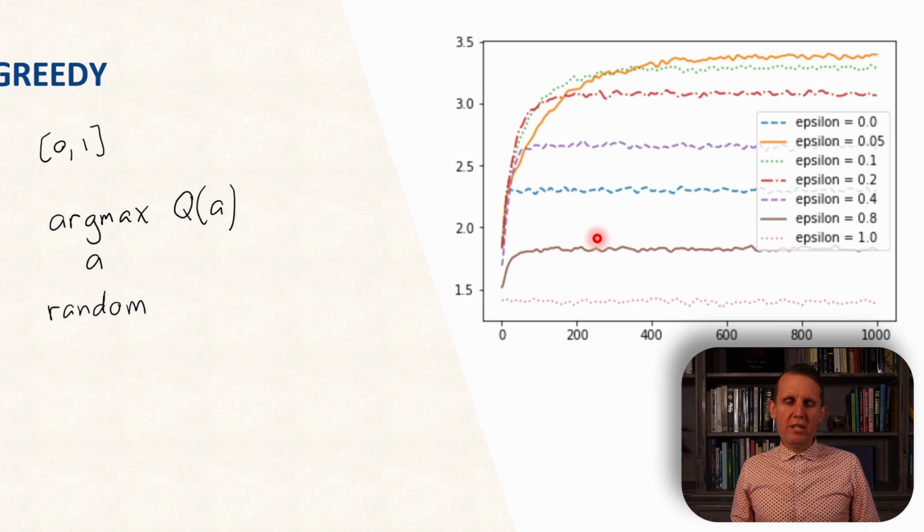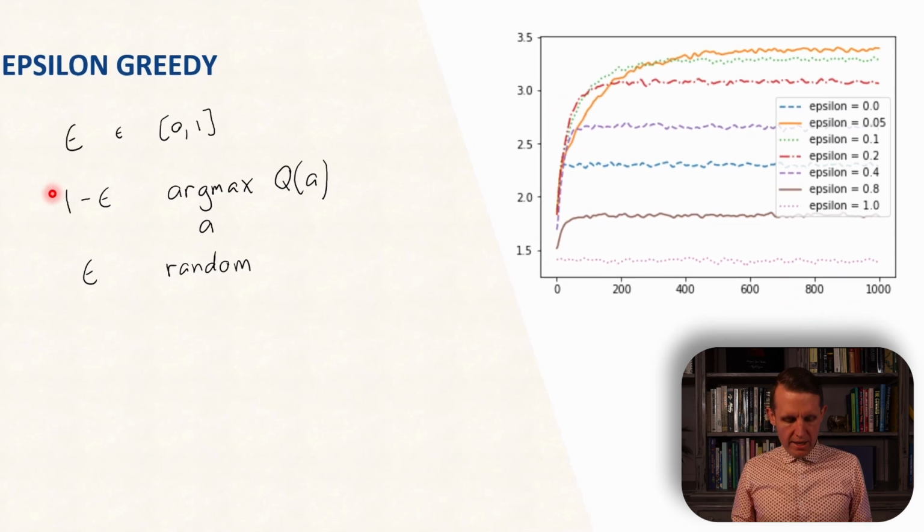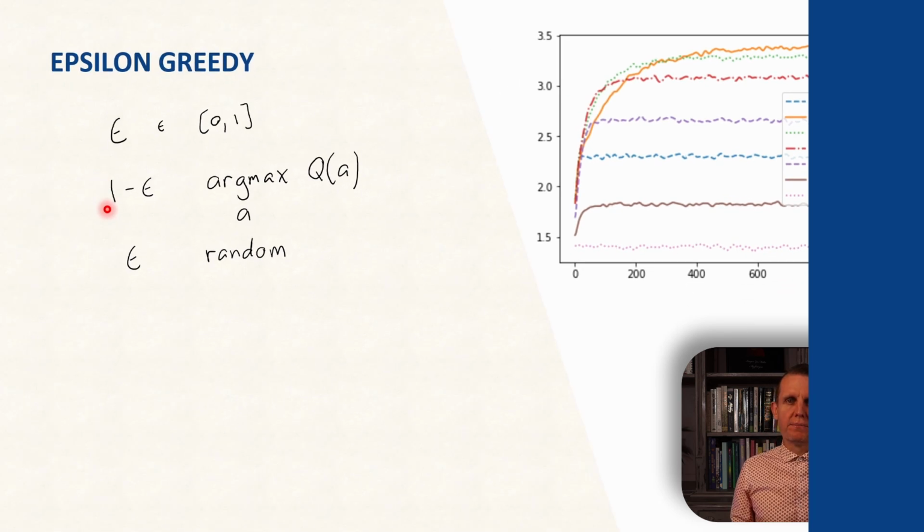Therefore we see that reasonably low epsilon values can work well. A value of epsilon equals 1 is just the same as choosing a random action all the time. We never choose the argmax action.